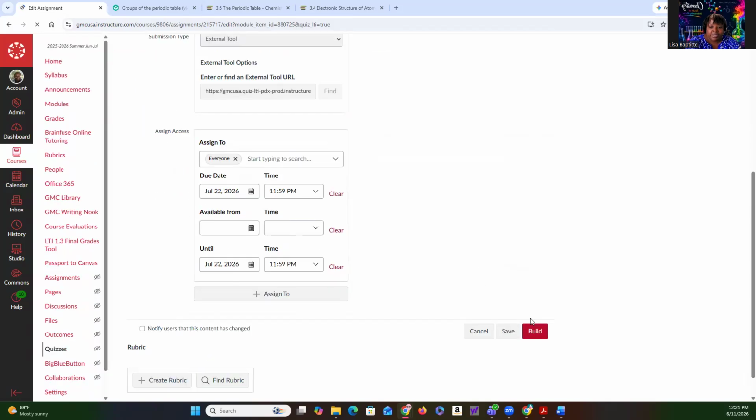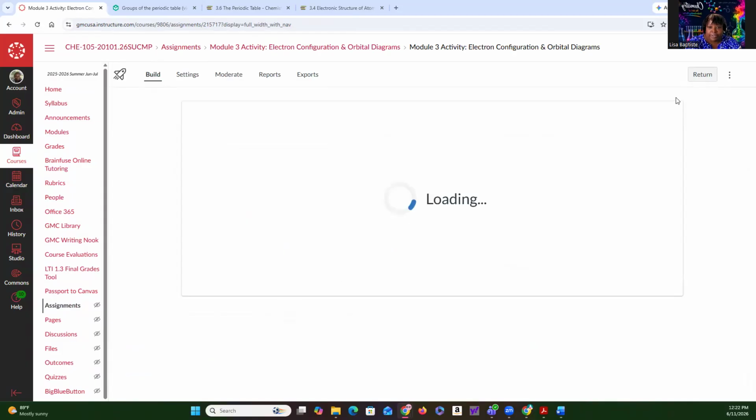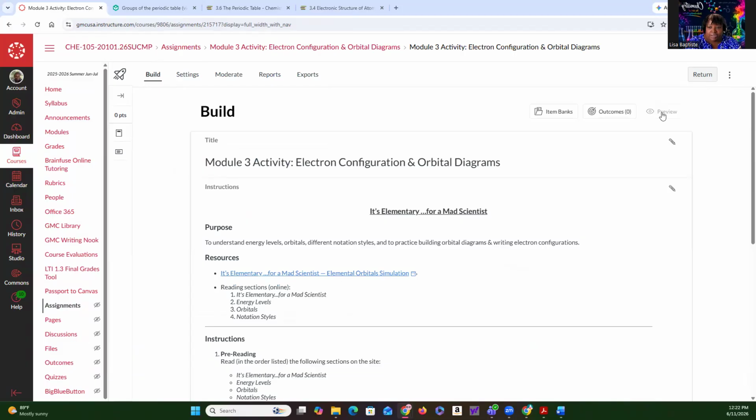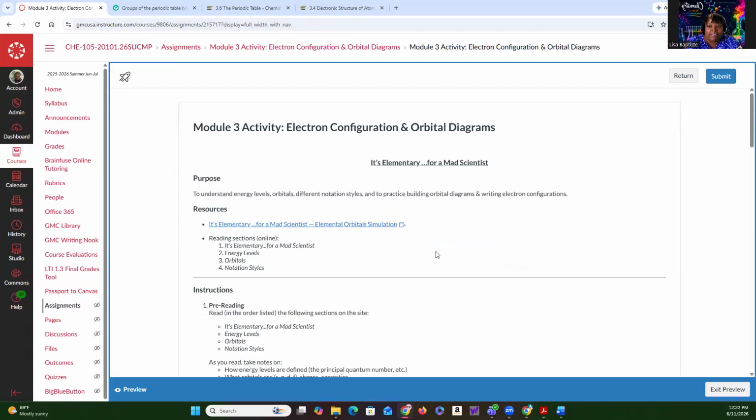So next we're going to get to the activities. The first one, and this won't come up on your screen, it'll come up automatically in the actual activity. But what I want to do is preview it so that we can look at it a little bit better. There we go. All right, so this is an activity on electron configuration and orbital diagrams. It is an elemental orbital simulation. And so we're going to open that link.